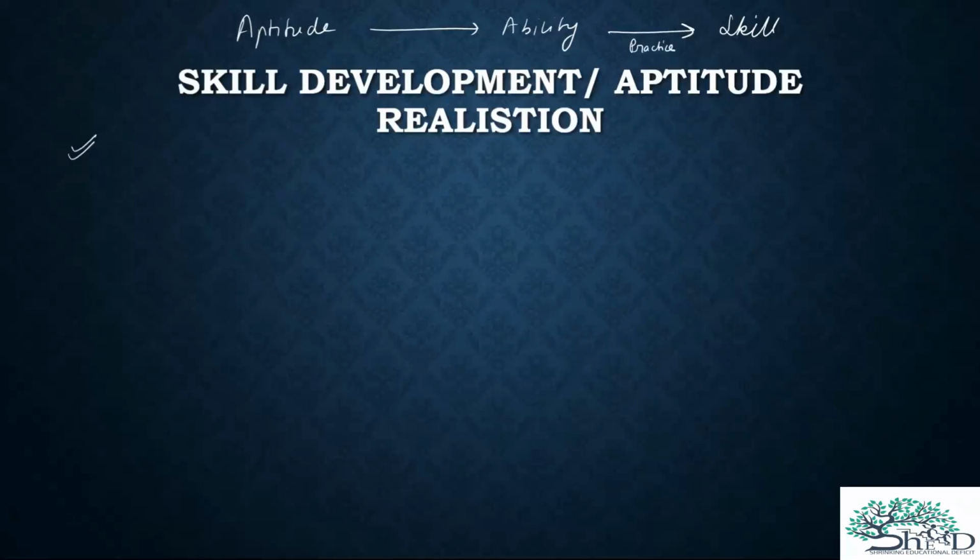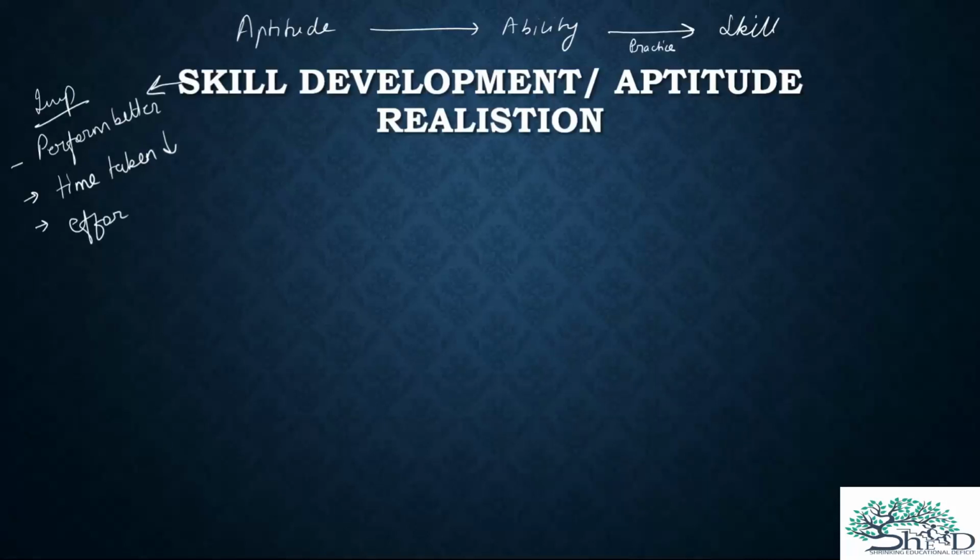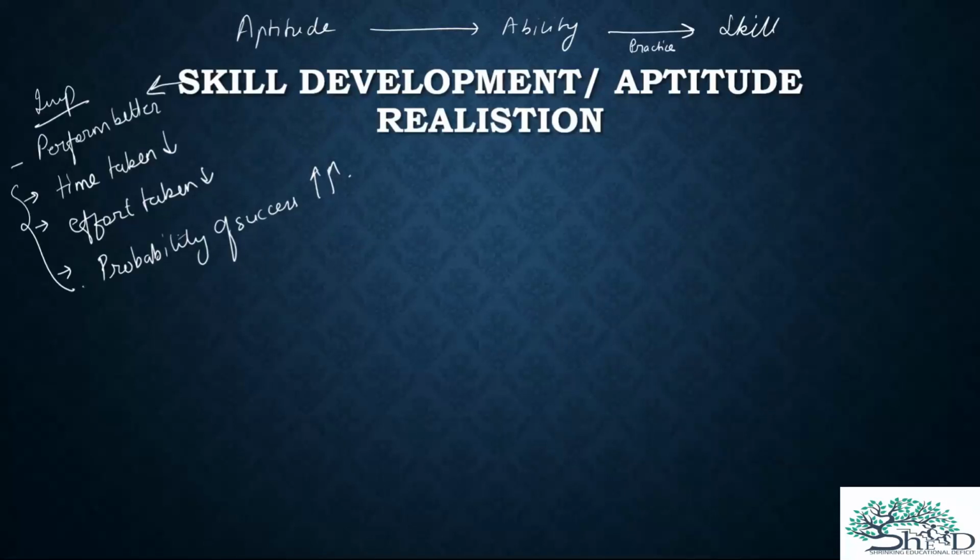Now, skill development: why is it important? Let's discuss that first before discussing how it is done. Skill development is important because it helps you perform better. If you develop a skill to do something, you will be able to do it in less time. Time taken reduces. Then you will be able to do it with less effort. Effort taken reduces. And finally, your probability of success increases. So this is why skill development is important.